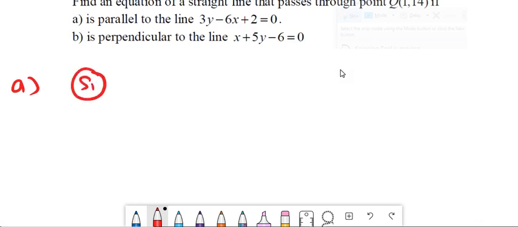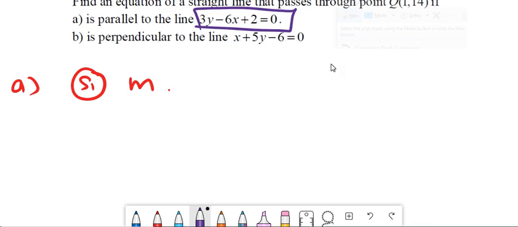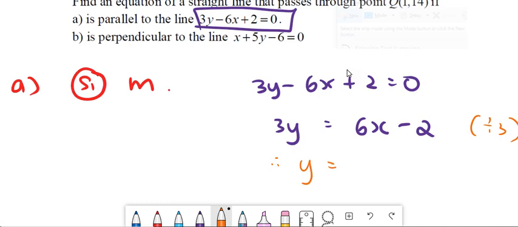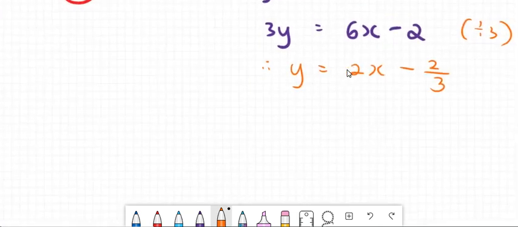Okay, so again, first step, you need to find your m. So what is your m? How do you obtain your m? From the line involved. So from the line, you have 3y minus 6x plus 2 equal to 0. Rearrange in the form of y equal to mx plus c. So everything you divide by 3. So you will have y equal to 2x minus 2 over 3. Is it okay? So obviously, what is your m here?